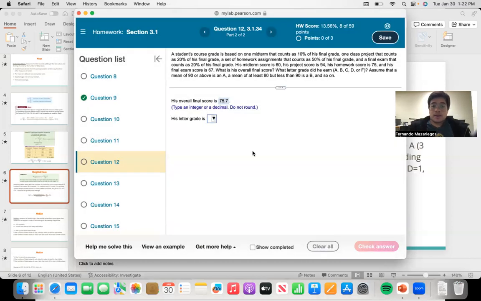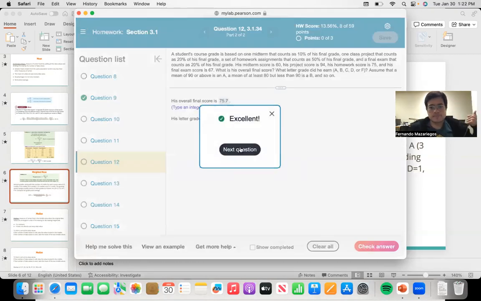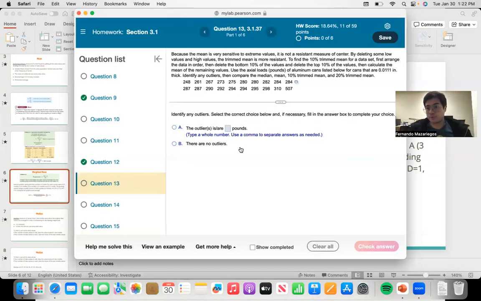Got it. And then what is his letter grade? They are telling us that a mean of 90 or above is an A, 80 or above is a B, and so on. So between 70 and 80, it should be a C. We got it. So this is section 3.1. We're just finding a lot of different measures of center. I hope this is clear.